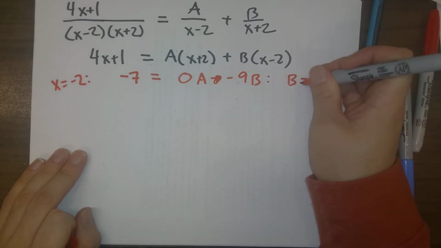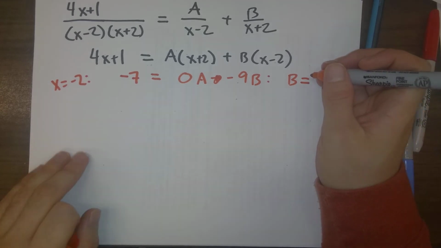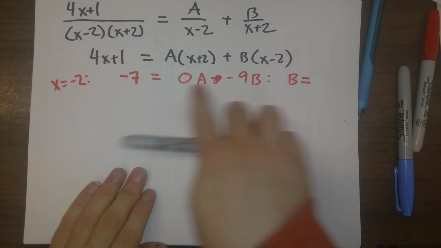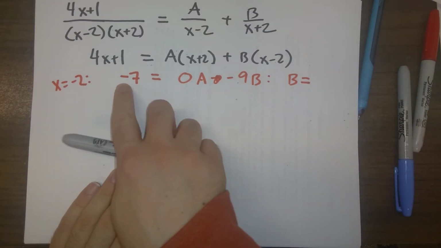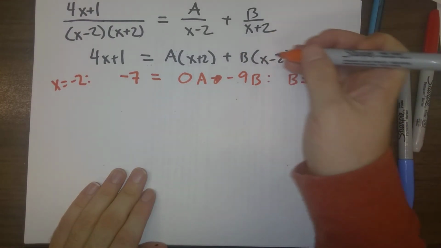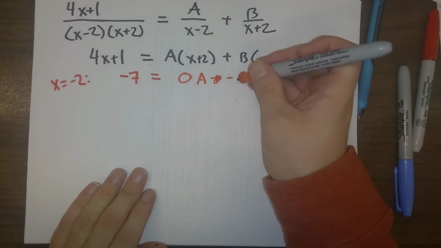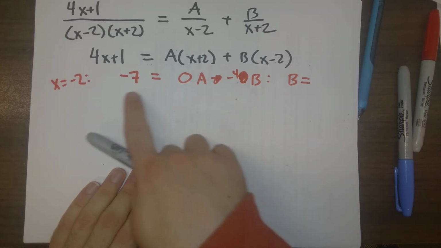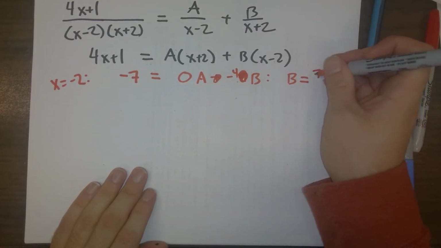And this tells us b is equal to, oh, what am I doing wrong here? I was supposed to plug in minus 2. I plugged in minus 7. Silly me. So that's not a minus 9, that is a minus 4 here. So solving this for b gives us b is 7/4.